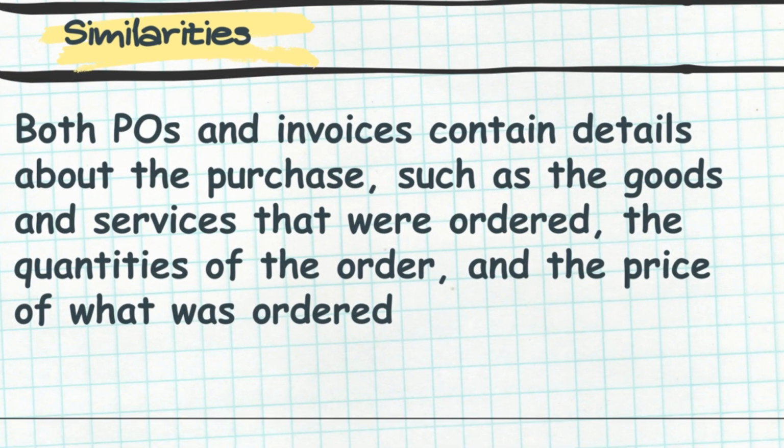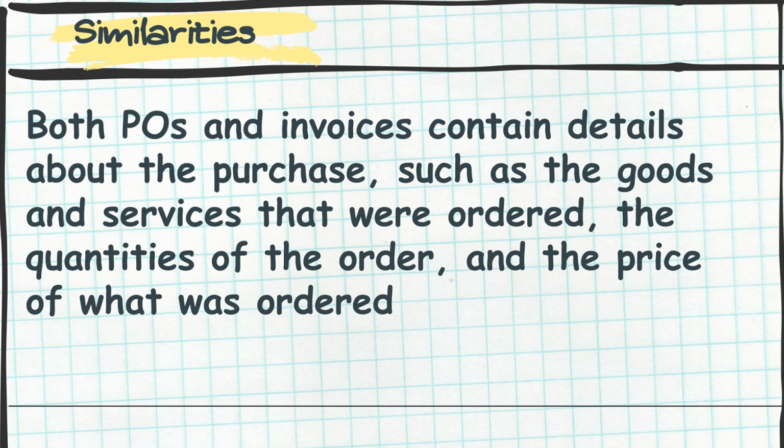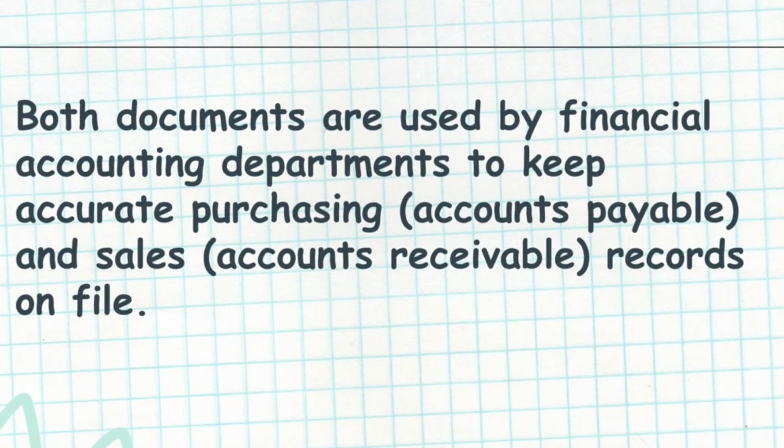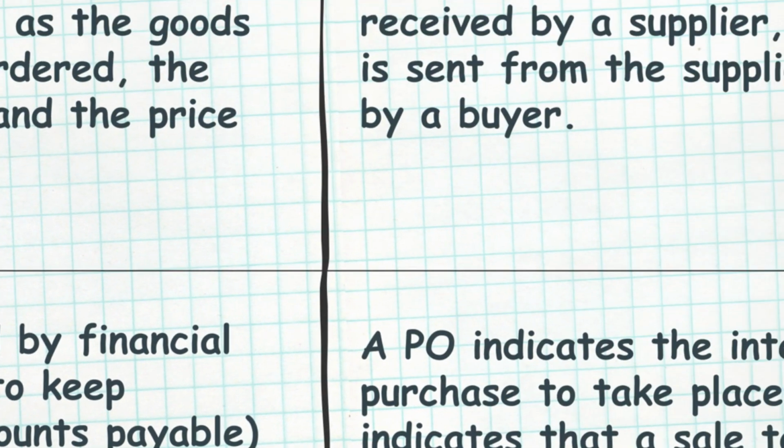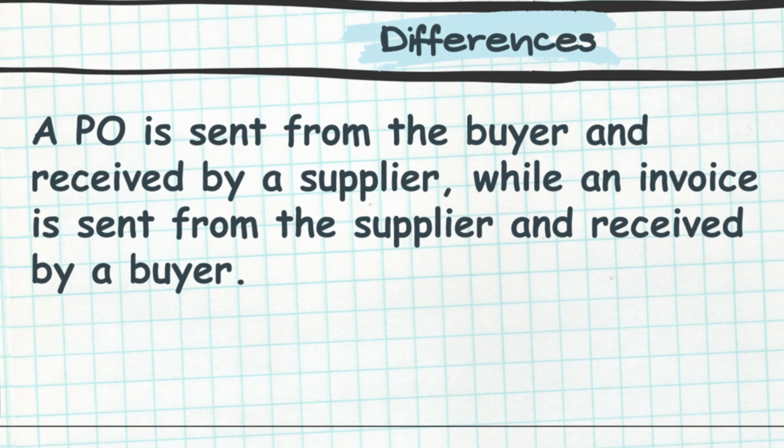Both POs and invoices contain details about the purchase, such as the goods and services that were ordered, the quantities of the order, and the price of what was ordered. Both documents are used by financial accounting departments to keep accurate purchasing, accounts payable, and sales, accounts receivable records on file. A PO is sent from the buyer and received by a supplier, while an invoice is sent from the supplier and received by a buyer.